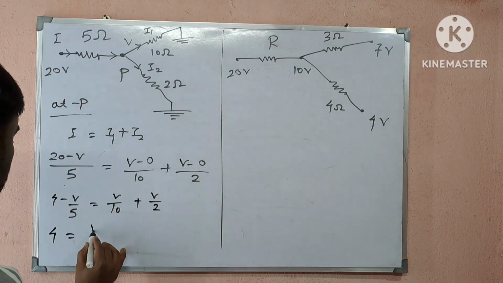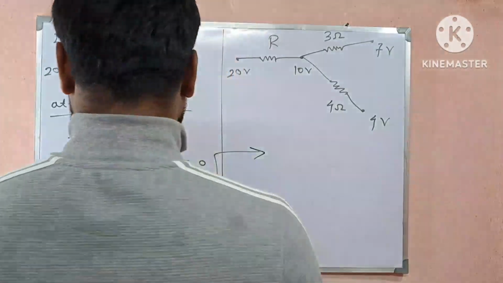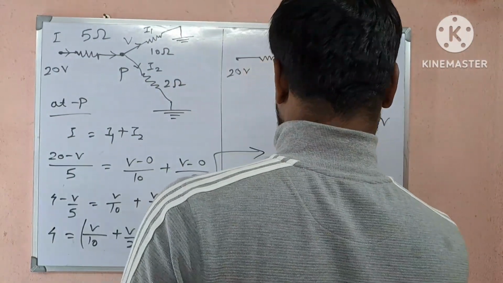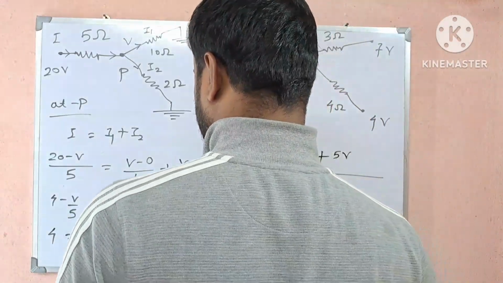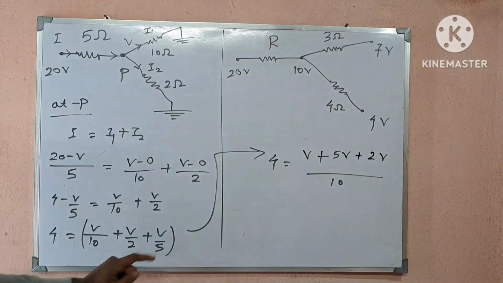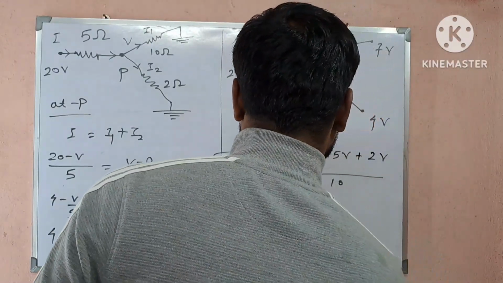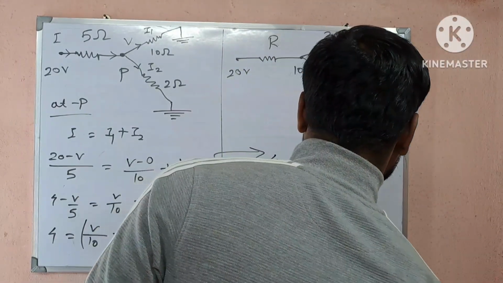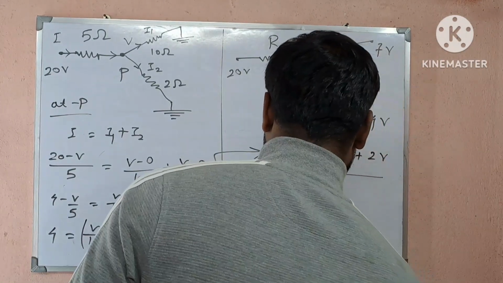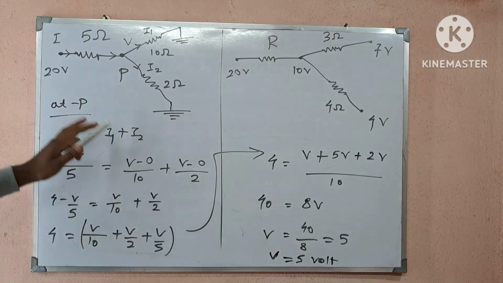So that will be V by 10 plus V by 2 plus V by 5 equals 4. The LCM will be 10, and V plus 5V plus 2V, that will be the value because this is 5. So 40 equal to 8V. So V equal to 40 by 8, that means 5. So V equal to 5 volt. So the potential of that point is basically 5 volt. I believe everything is clear for all of you.